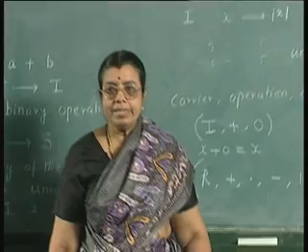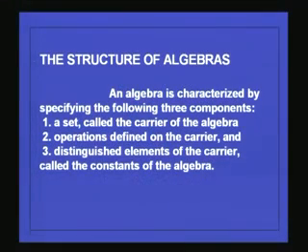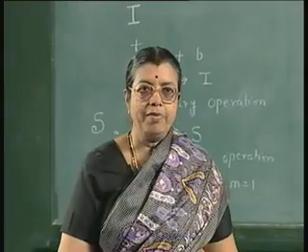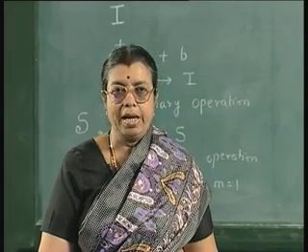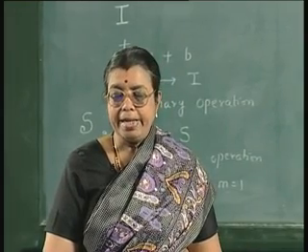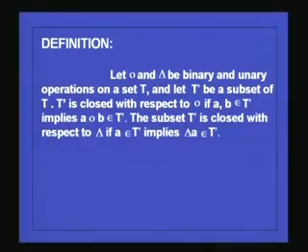So, some elements like that have special properties, they are called the constants of the algebra. So, you have some distinguished elements of the carrier, they are called the constants of the algebra. So, when you want to specify an algebra, first you must specify the carrier or the underlying set, then the operations with their corresponding arity, and then the distinguished elements which are constants of the algebra.